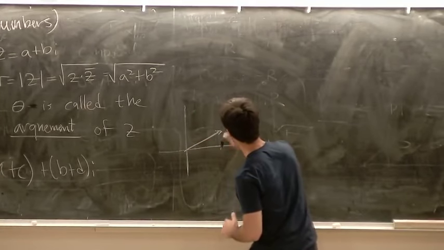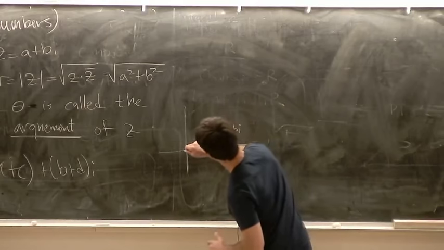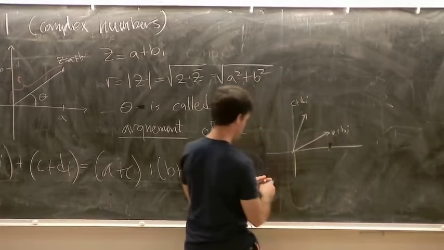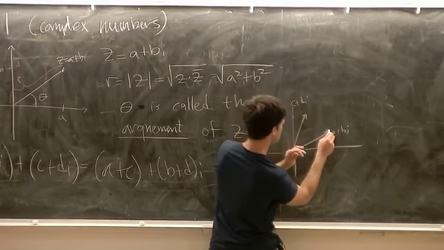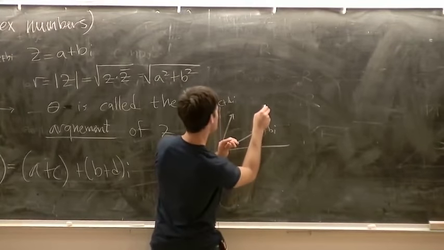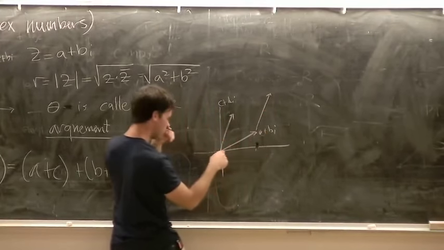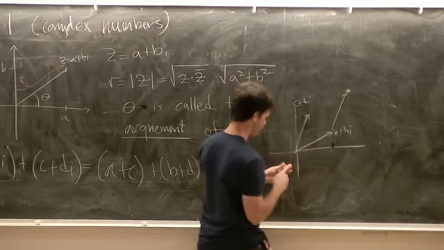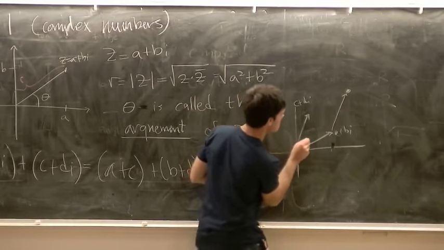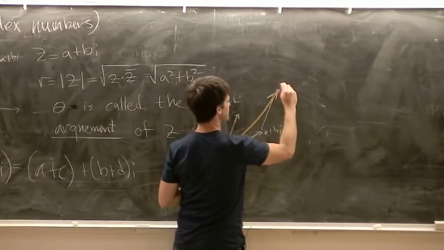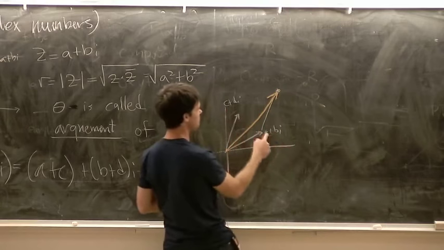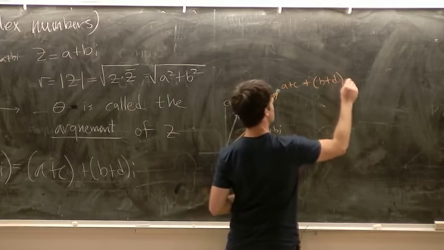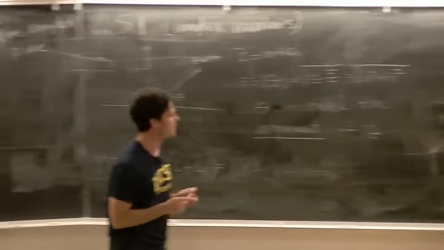If this is a plus bi, and this guy is c plus di, then let's see if I can draw this. I need to pick this and draw it right here. So it's kind of like you put this vector tip to tail with this vector, and the place where we end up, this guy is the vector sum. It's the sum of these two complex numbers. So (a plus c) plus (b plus d)i. Okay.